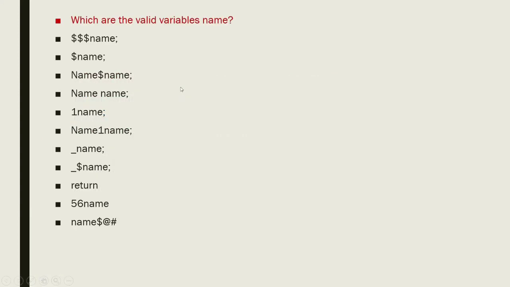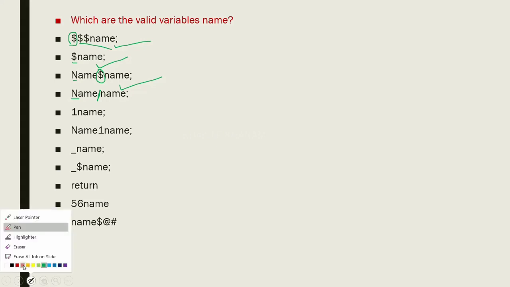Now finally, this will be our last question: which are the valid variable names? As I told you, we can start with $name. Whatever it is, this is a valid variable name. We have started with a dollar, so it is a valid name. We have started with letters and in the middle we have a dollar. Yes, it is also valid. We have started with a letter, but here we have a space. So this is not a valid variable.